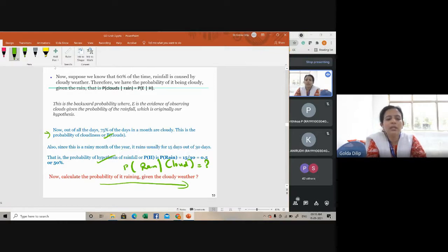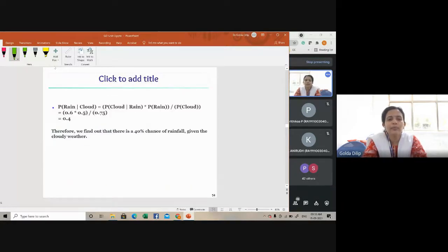So what would be the answer? How would this be done? Probability of rain given the cloud will be equal to probability of cloud given rain into probability of rain divided by probability of cloud, right? That is as per your Bayes theorem. When you substitute the various values, you will land up with 0.4.